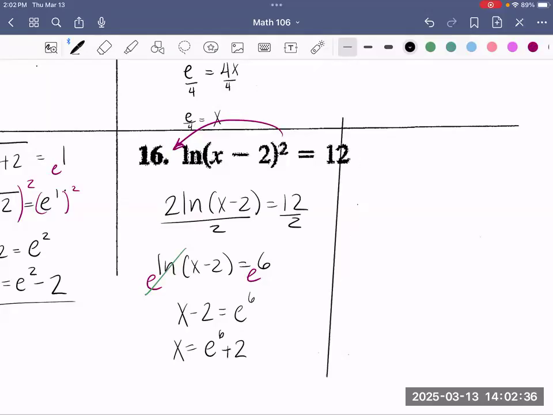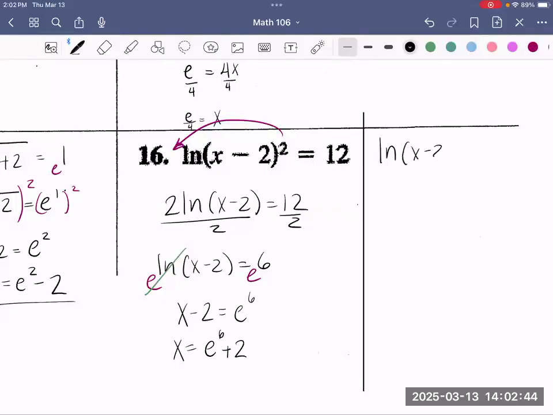The other way is, as we talked about before, as long as natural log is all alone to one side, we can go ahead and take e of both sides. Take e and ln, that'll cancel and drop. x minus 2 squared is equal to e to the 12th. You'll notice that we now have to undo your square, so we can square root both.